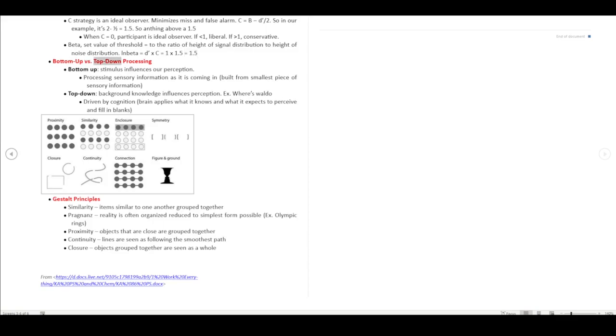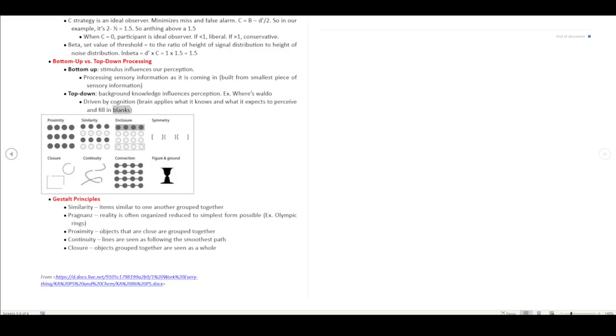Bottom-up versus top-down processing. Bottom-up: stimulus influences our perception. Processing sensory information as it is coming in, built from the smallest piece of sensory information. Top-down: background knowledge influences perception. Example: Where's Waldo? Driven by cognition, brain applies what it knows and what it expects to perceive and fills in blanks.